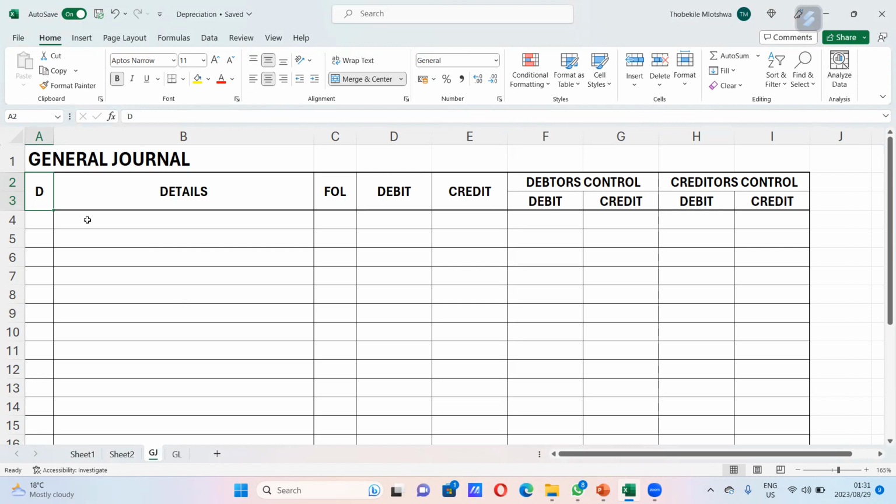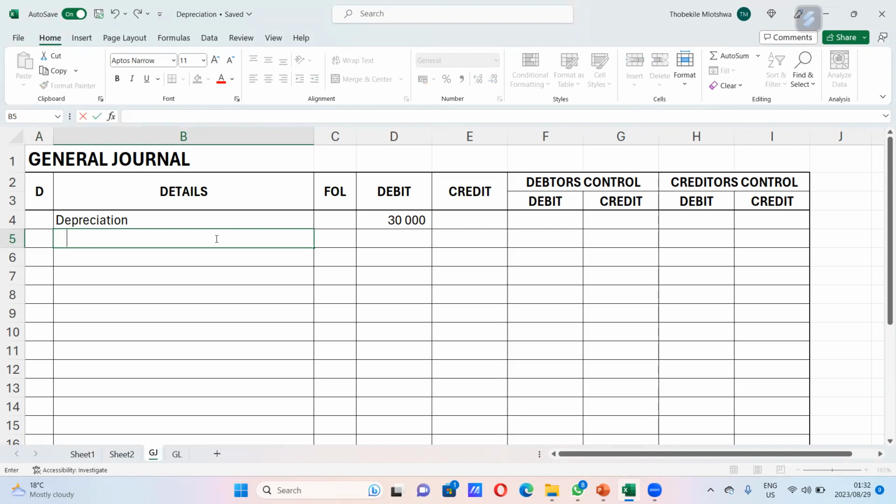Remember, we always start with the debit side. So we debit depreciation. Depreciation is an expense and it's increasing, so it will be debited. That will be 30,000. Then what did we say we credit? We credit accumulated depreciation. We cannot credit vehicles, because if you credit vehicles, then you are reducing the amount of the vehicles, because an asset reduces on the credit. So we cannot do that.